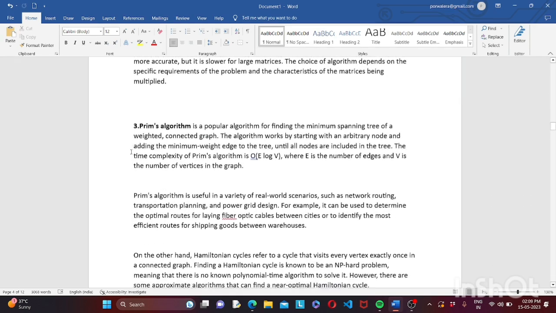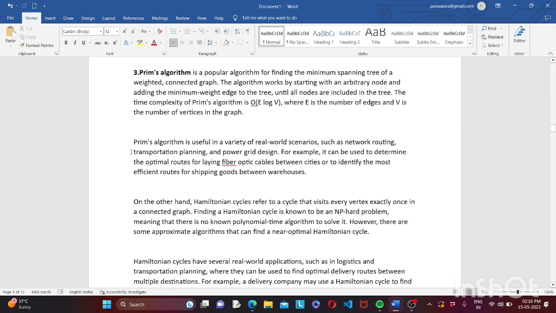matrices being multiplied. Now, another question is Prim's algorithm. Prim's algorithm is a very popular algorithm for finding the minimum spanning tree of a weighted connected graph. The algorithm works by starting with an arbitrary node and adding the minimum weight edge to the tree until all the nodes are included in the tree. The time complexity of Prim's algorithm is O(E log V), where E is the number of edges and V is the number of vertices in the graph.